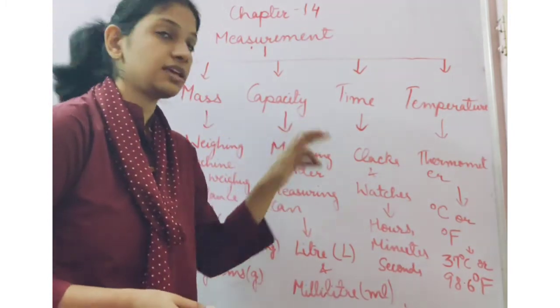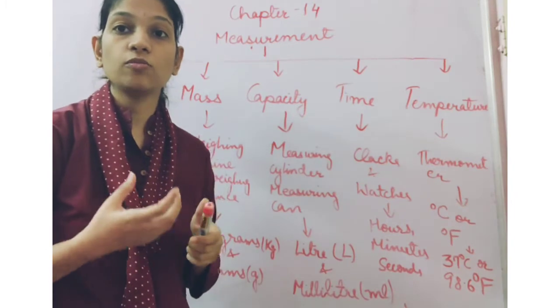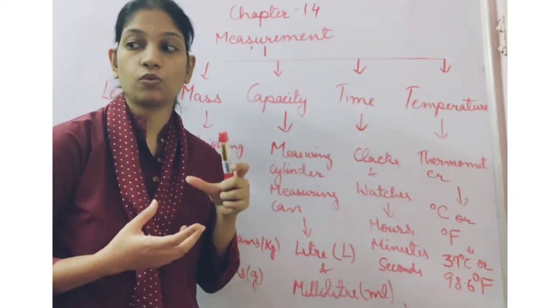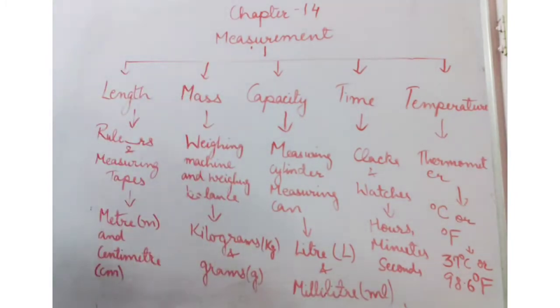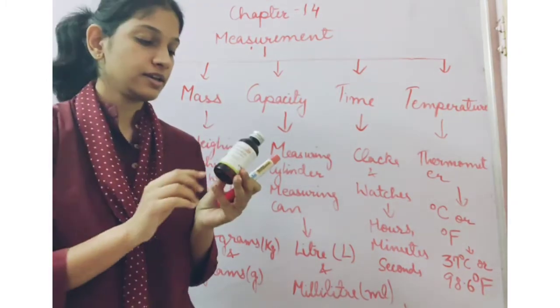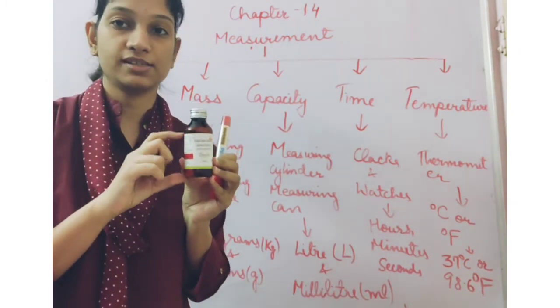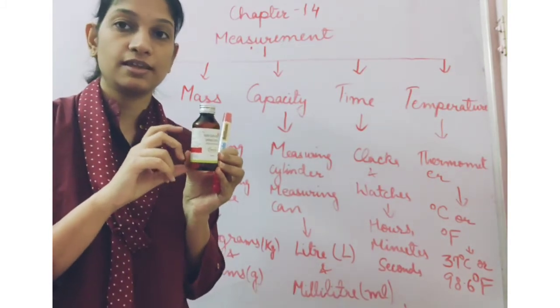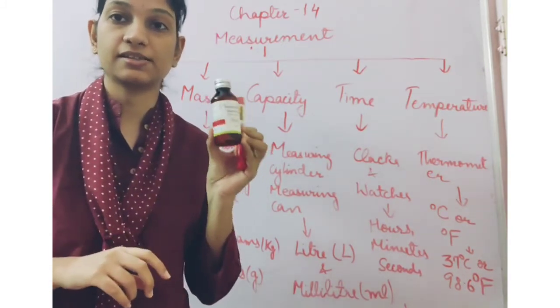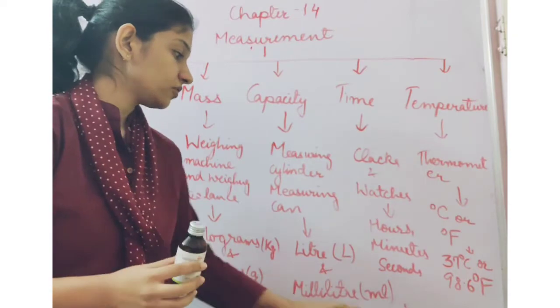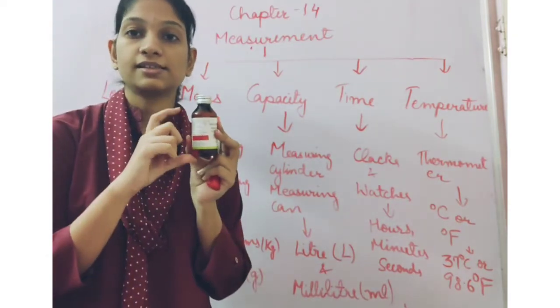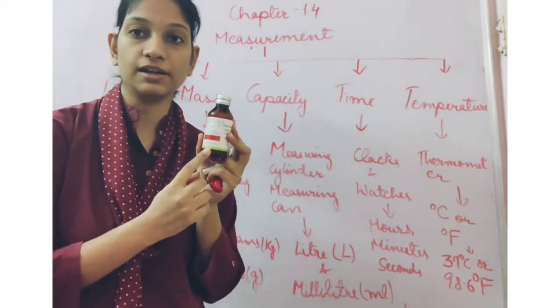Next, you have capacity. Capacity tells us the volume of liquid or the amount of liquid in a container, right? For example, if I say that this bottle here, this medicine bottle, has some amount of medicine, the amount of medicine in this bottle is its capacity. Since this is a small quantity, it will be in milliliters.